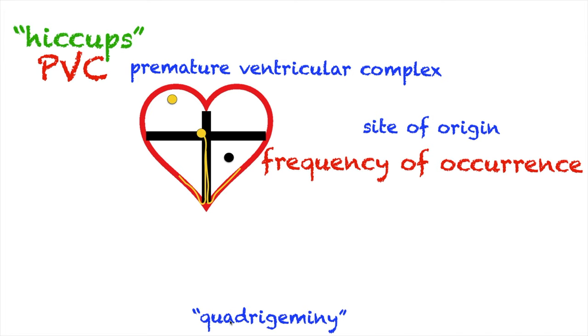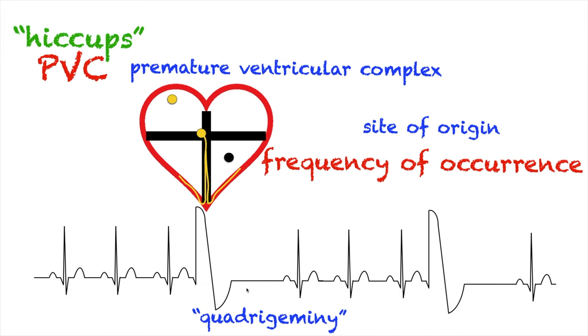The EKG looks like this. As you can see, your compensatory pauses are still here, and if you look at the prior rhythm, you have a bizarre looking QRS complex. And now we are going to count 1, 2, 3, 4. There's your PVC.